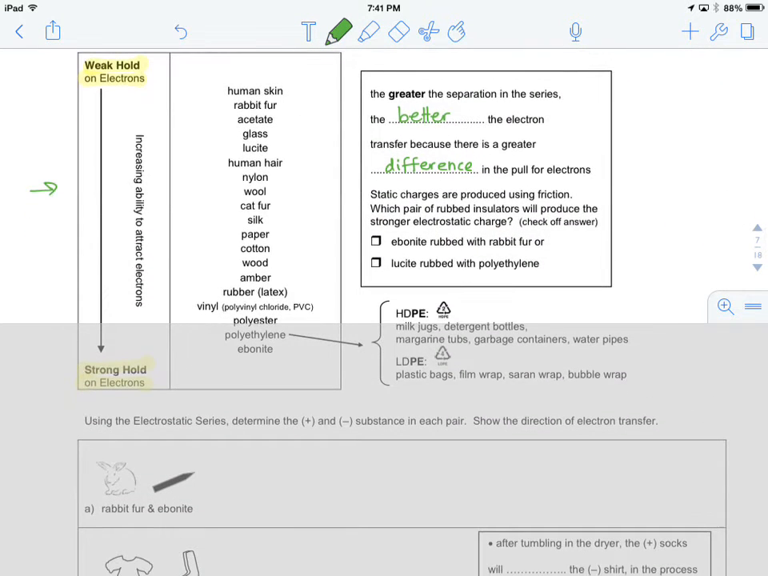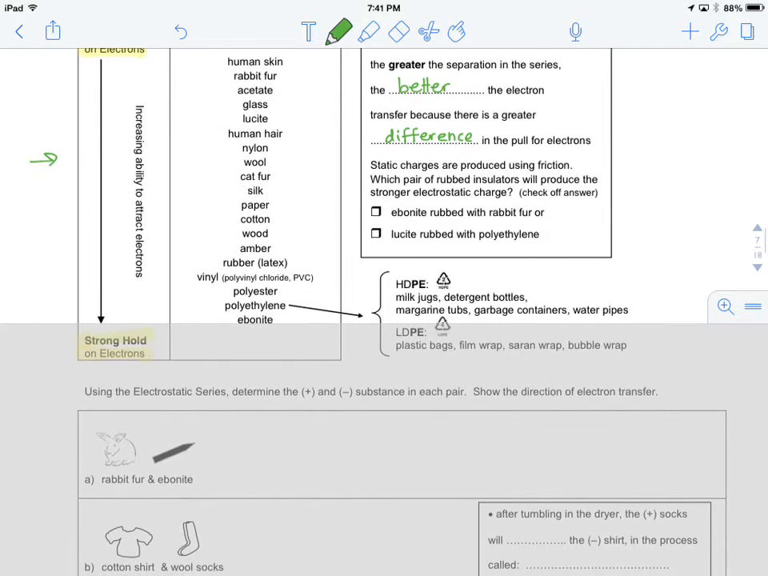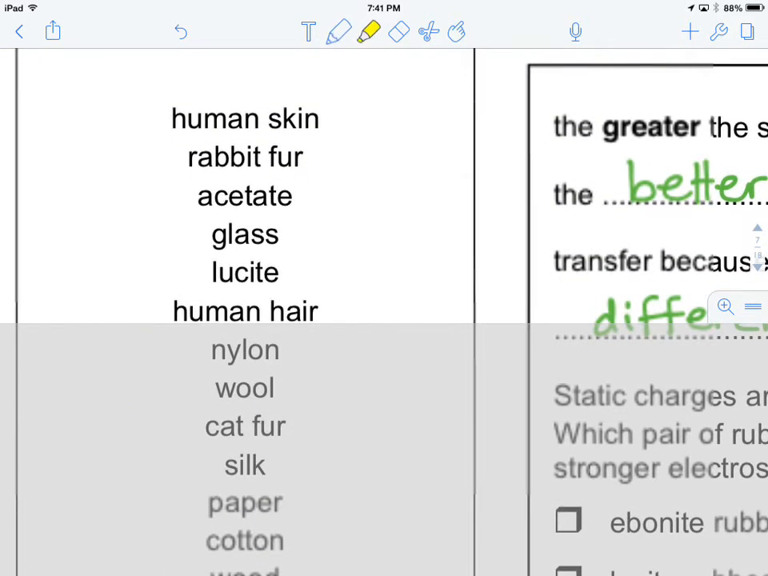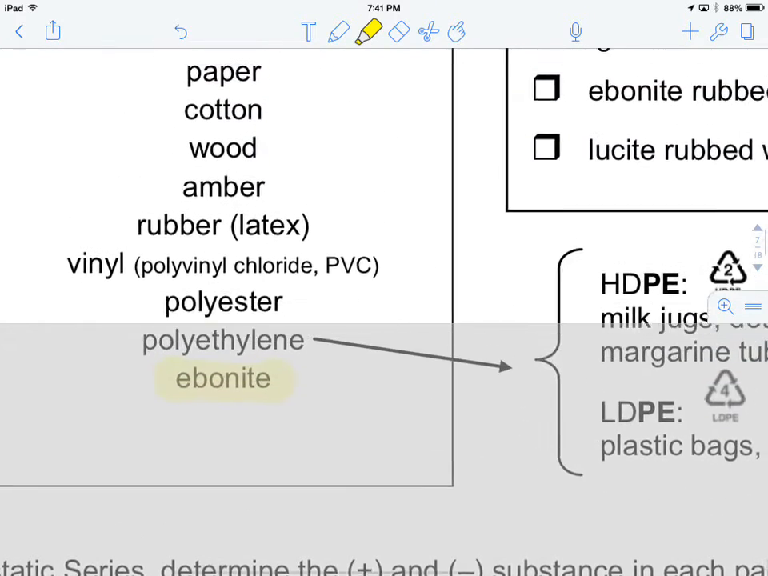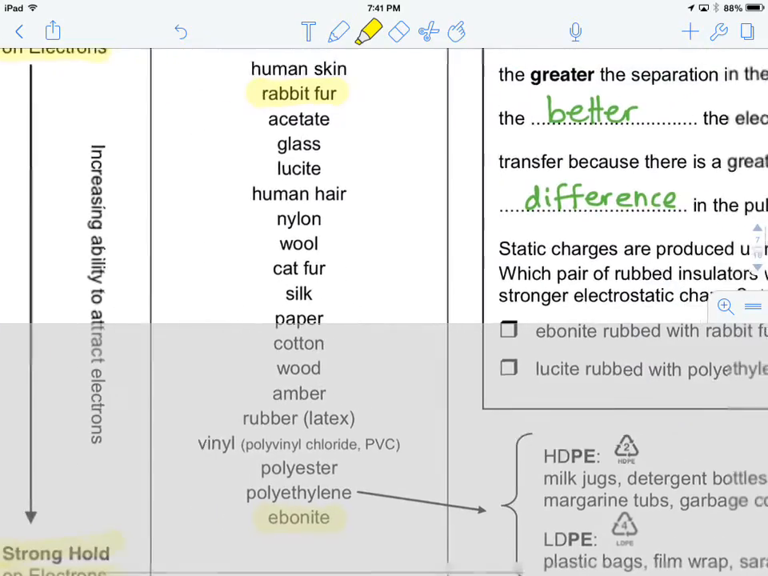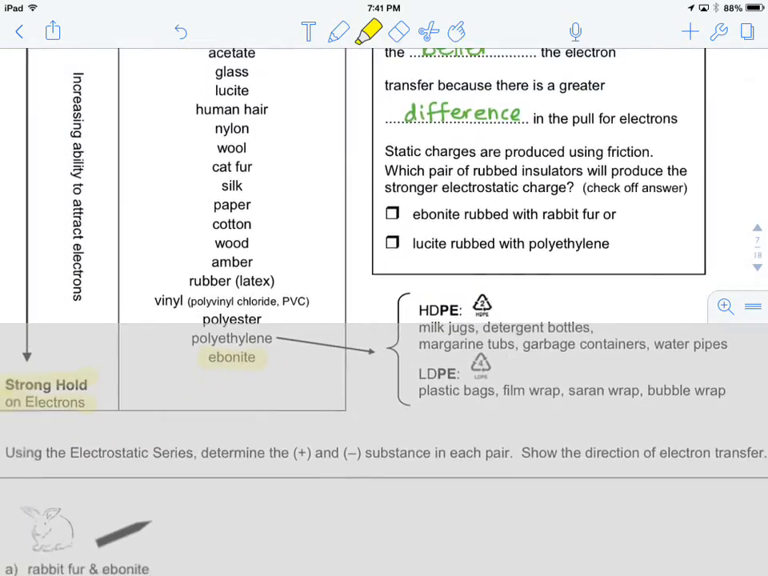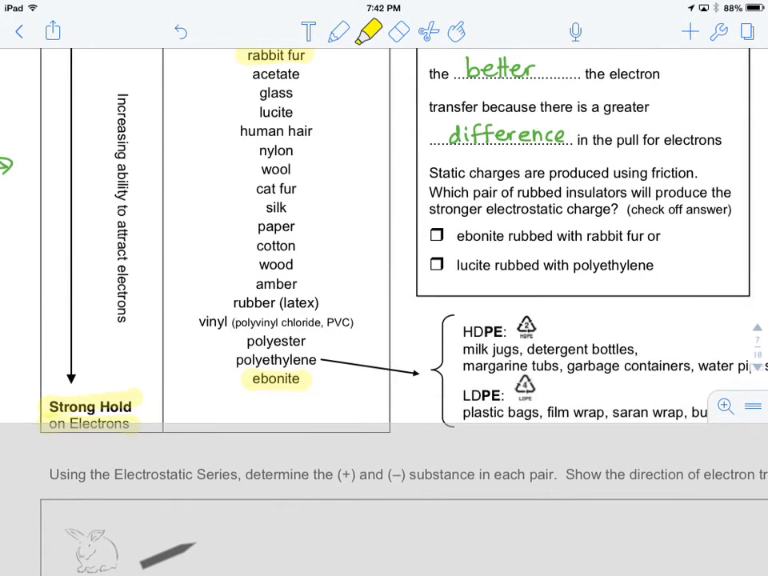Okay. So this is really important in some of the examples that we've looked at in class. You'll notice right away, very close to the top of this list is something familiar, and at the bottom of this list is something familiar that we've used before. Let's say we've got the exact two examples that we did in our lab. Static charges are produced using friction. Which pair of insulators will produce the stronger electrostatic charge?